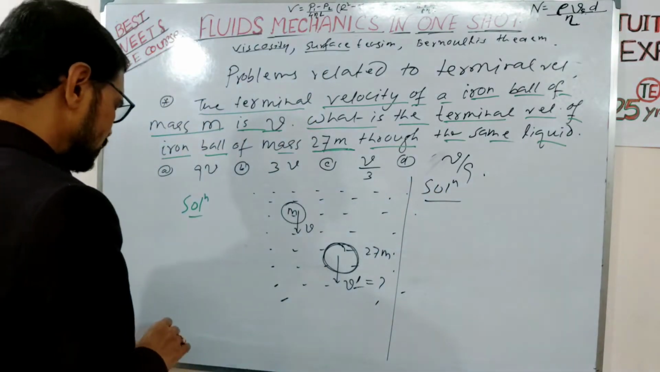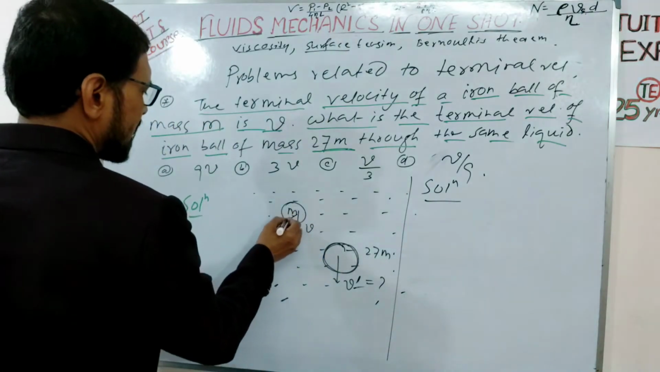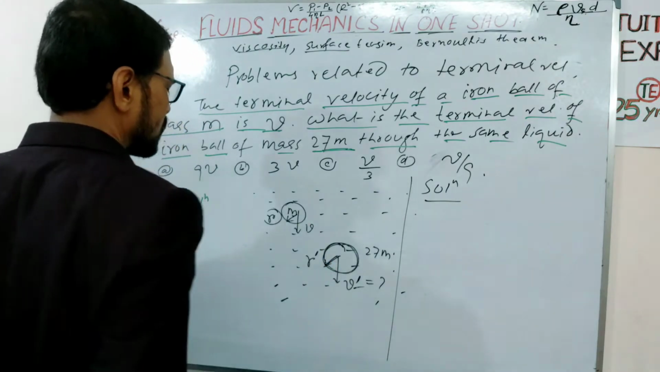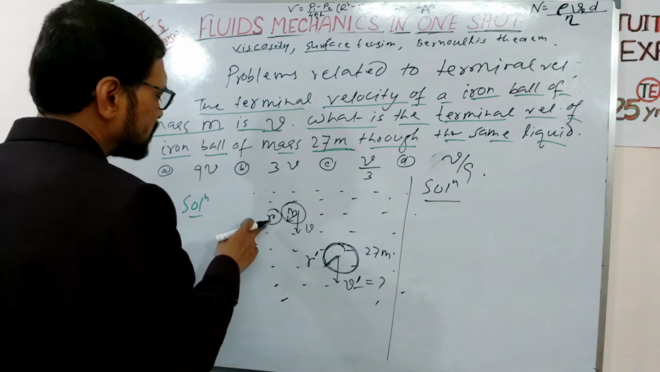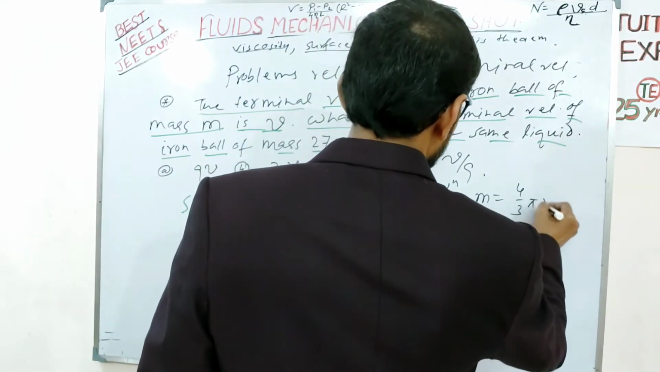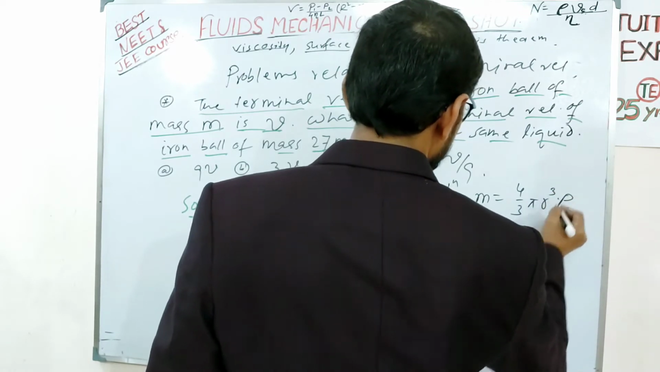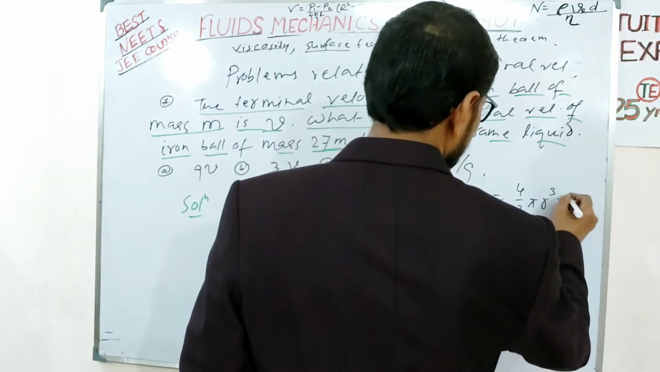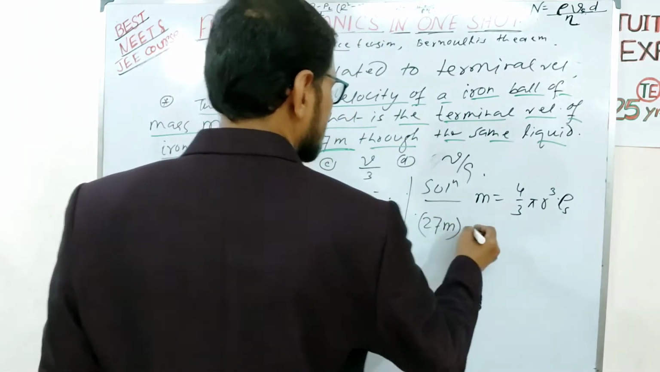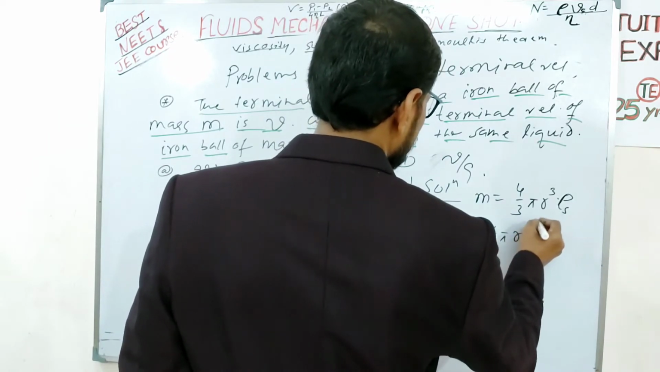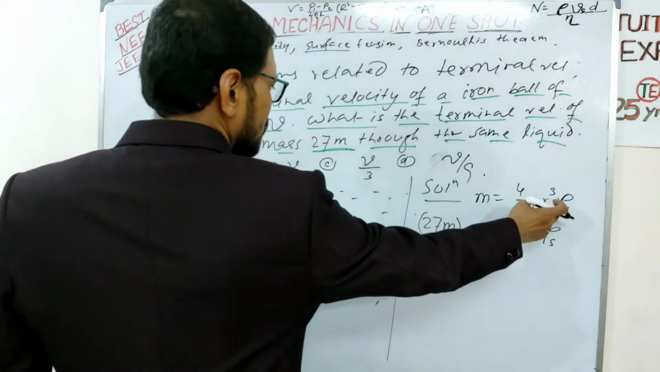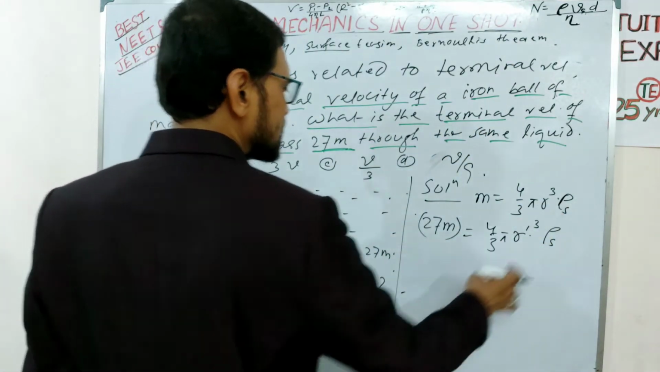Solution: if the radius of the ball is r and this radius is r dash, what is the relation between r and r dash? We have to find the relation between r and r dash. Now mass equal to volume into density. Suppose the density of iron is rho s, and now 27 m equal to volume, suppose the radius is r dash, volume into density rho s. This is iron, so the density remains the same.